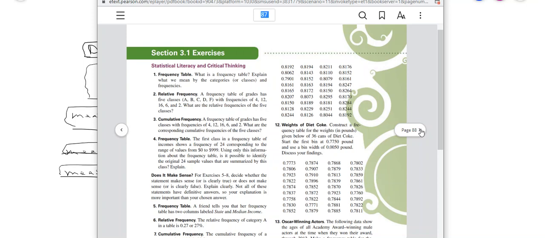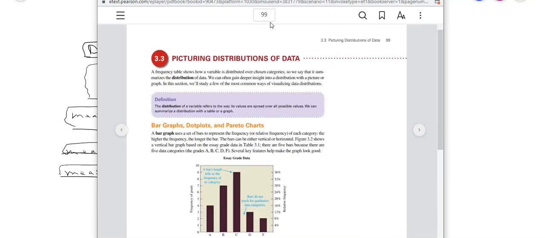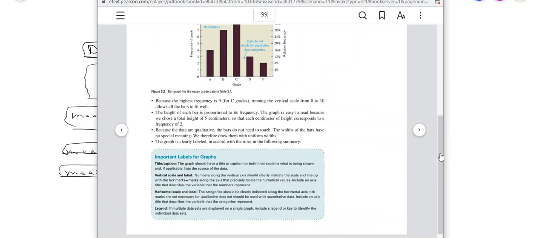Okay. And then now we're going to jump to page 99. Again, this may or may not be your particular edition, but it's got the same information, same authors. Mario Triola's, and a lot of the different books we use. He's a good author, so we like using his material.